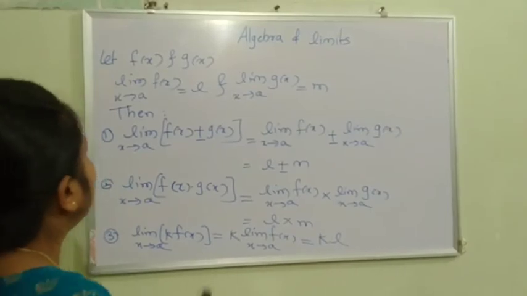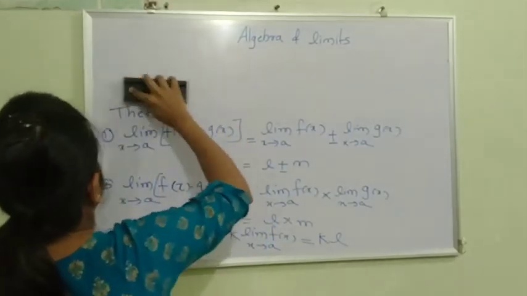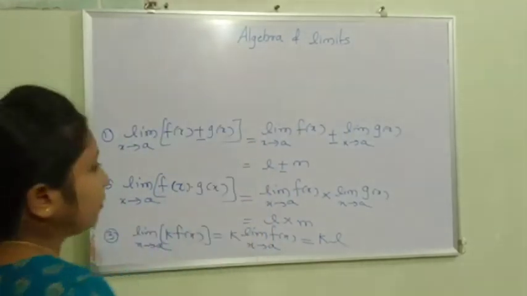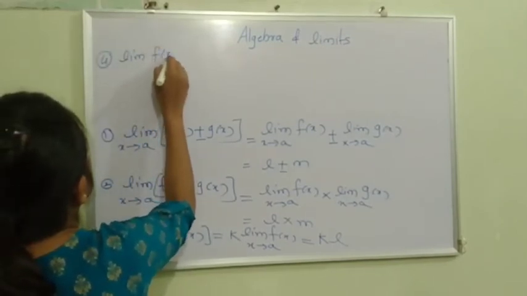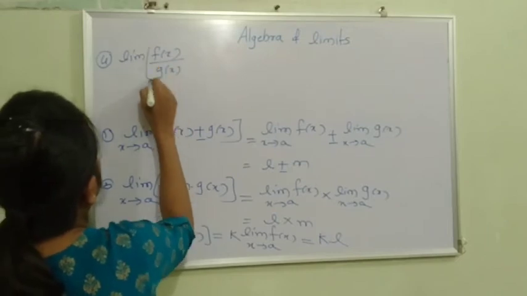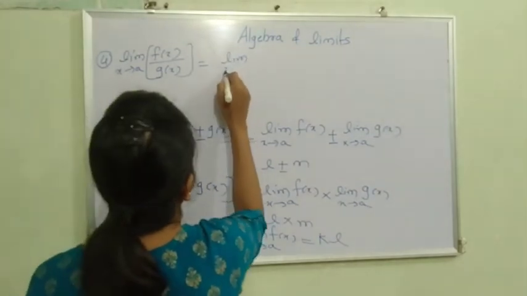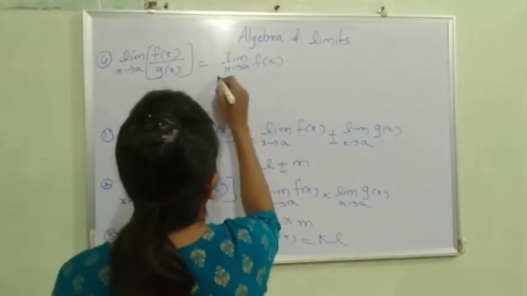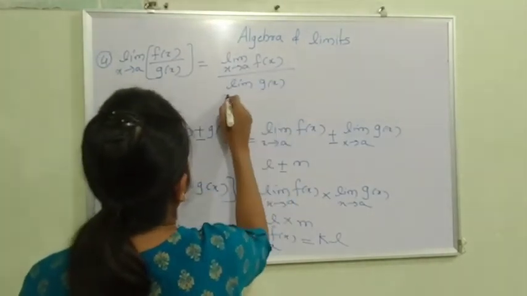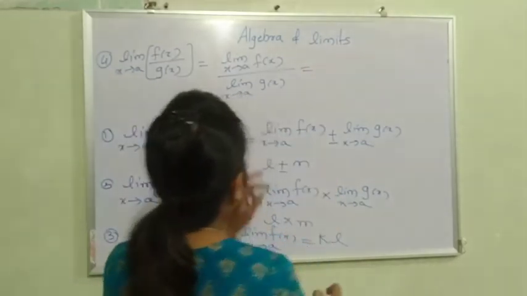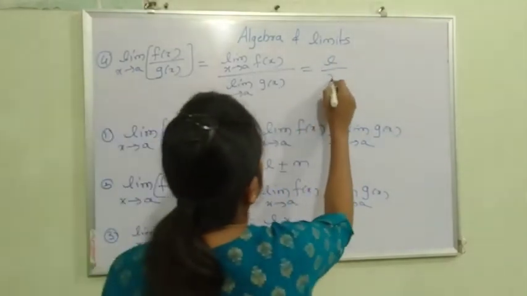And the fourth one is the division of two functions. The limit of a division of functions as x tends to a equals the division of their limits: the limit as x tends to a of f of x divided by the limit of g of x as x tends to a. The limit of f of x is L and the limit of g of x is m.